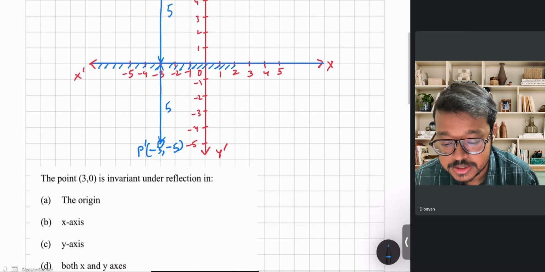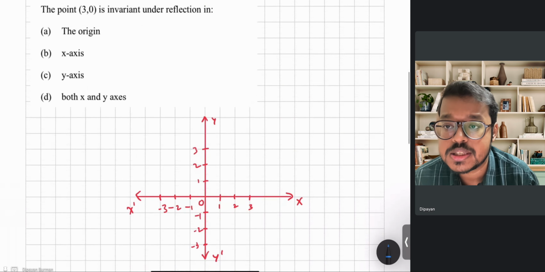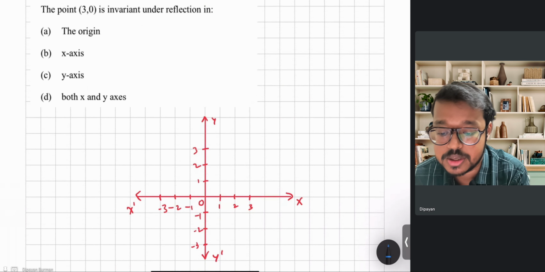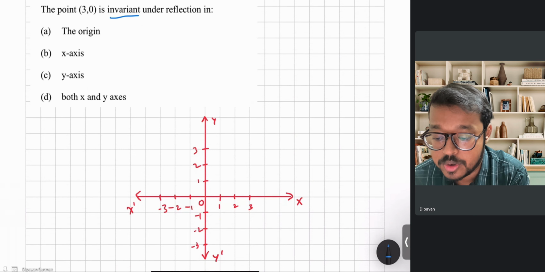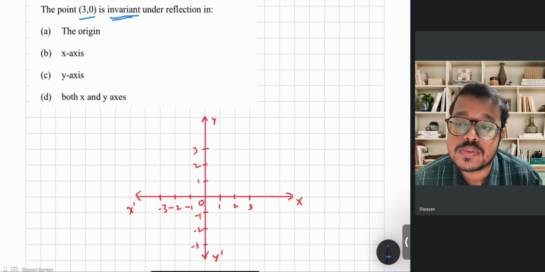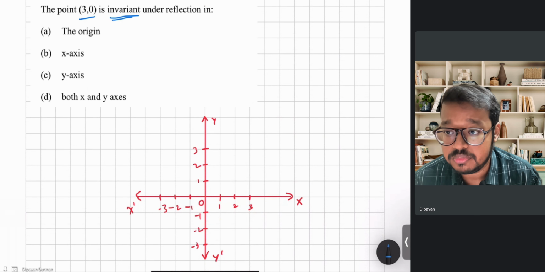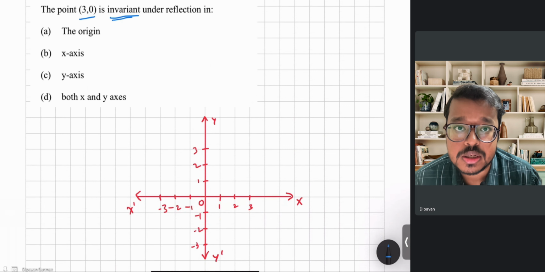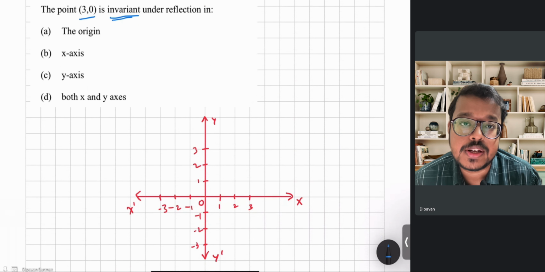Moving ahead to the next MCQ. So this question is regarding invariant point. They are saying that the point (3, 0) is invariant under reflection in which of the following. So the meaning of invariant point is that if I have an object and some mirror, and if I see that after reflection the reflected point is the same as the location of the object, it has not changed, so that is known as an invariant point.